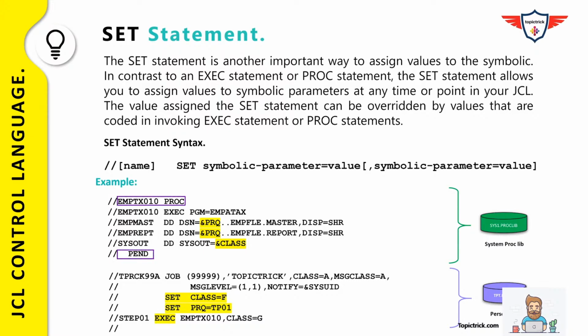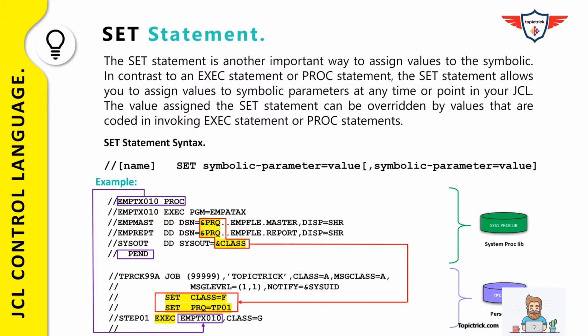And if you notice, STEP01 is actually an EXEC statement to invoke the catalog procedure, that is EMPTX010. On this step, I've also specified the symbolic parameter CLASS equals G. Now in this situation, the value of the CLASS parameter specified on the EXEC statement is going to override the value specified with the help of the SET statement. This is an important point and you should always remember that.